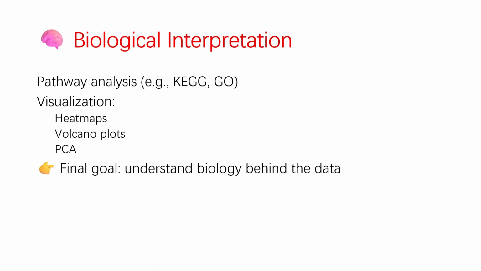Finally, we turn results into meaning. We analyze pathways using KEGG or gene ontology and visualize results with heat maps, PCA, and volcano plots. This helps us move from a list of genes to understanding biological processes, mechanisms, and potential discoveries.